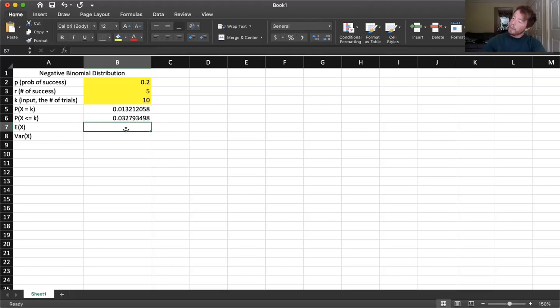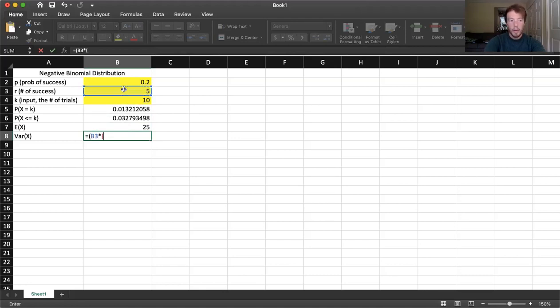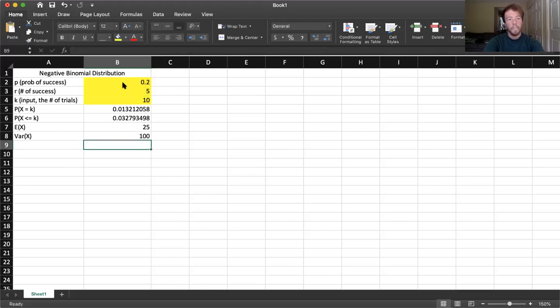The other thing that we had was I gave you what the expected value and the variance were. So expected value was R. So I press equal and I take R divided by P. That's the expected value. And then if I wanted the variance, it's going to be equals R times 1 minus P all over P squared. There's the variance. Pretty cool, huh? So this is really nice.